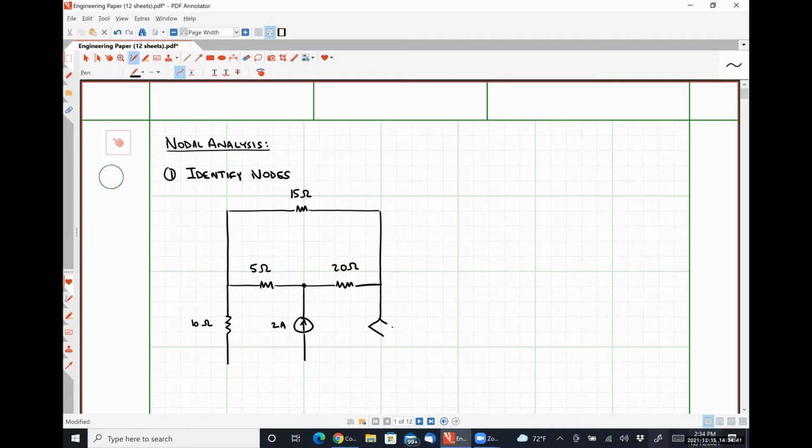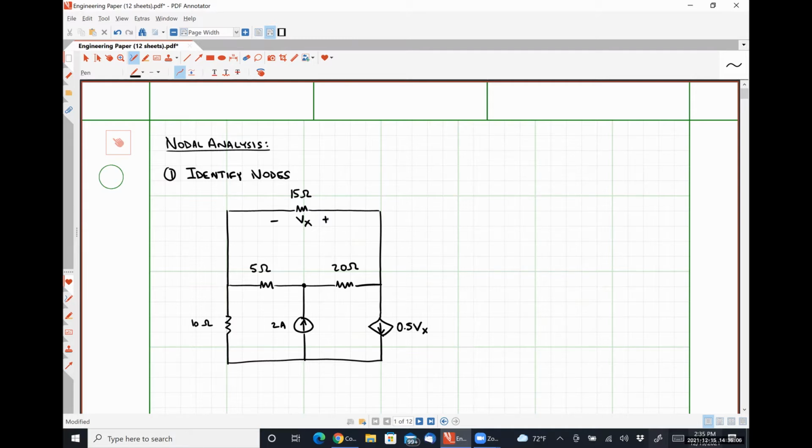And then I'm also going to include a dependent source. 0.5 Vx dependent current source, direction down, which means I need to identify my voltage Vx. And so in this case, our voltage Vx will be the voltage drop over the 15 ohm resistor, positive polarity on the right, negative polarity on the left.